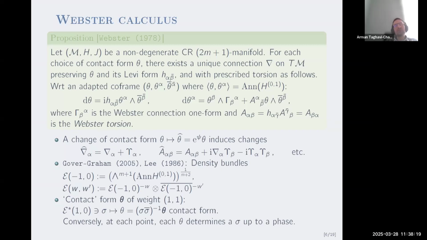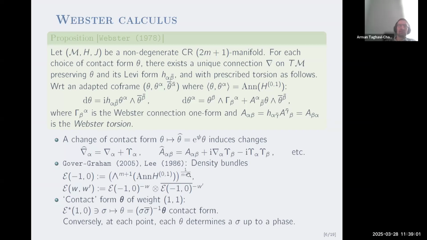Just as in conformal geometry, you can also define density bundles. One simple example of a density bundle: there will be complex density bundles. I have my complex distribution H01, which is of rank m. So the annihilator of H01 has rank m plus 1. If I take the top power of the exterior algebra of this annihilator of H01, this gives me a complex line bundle.